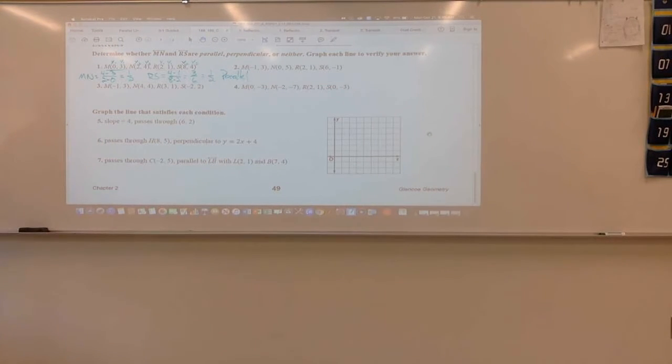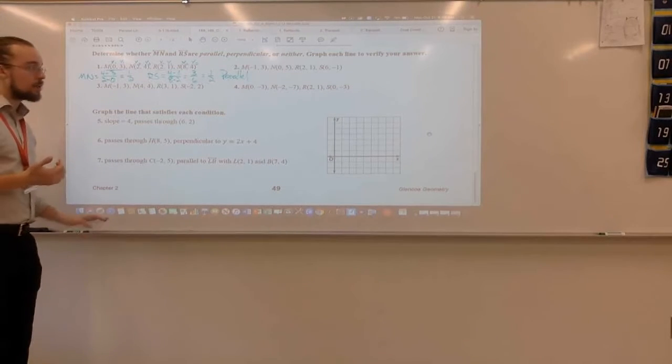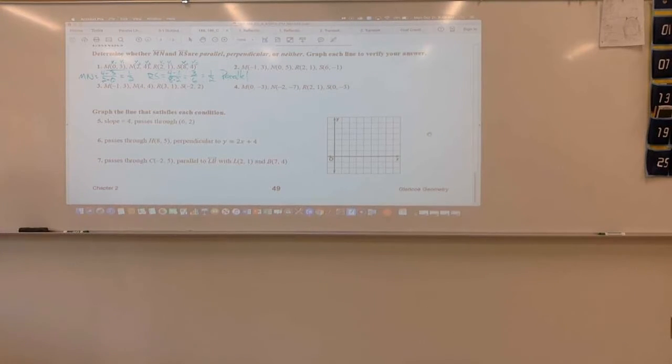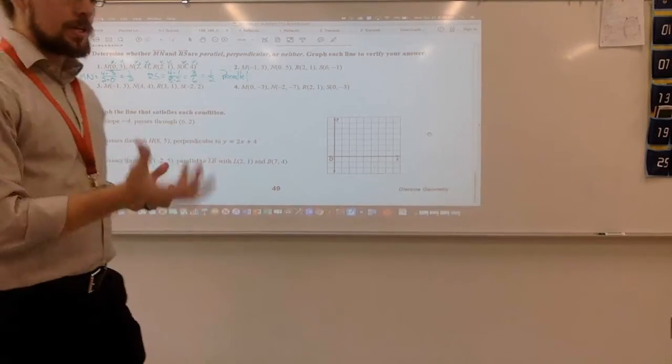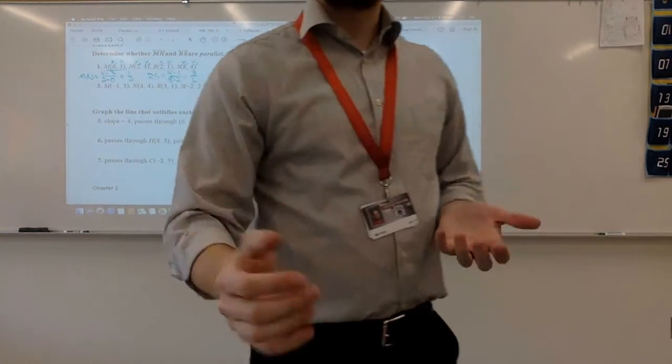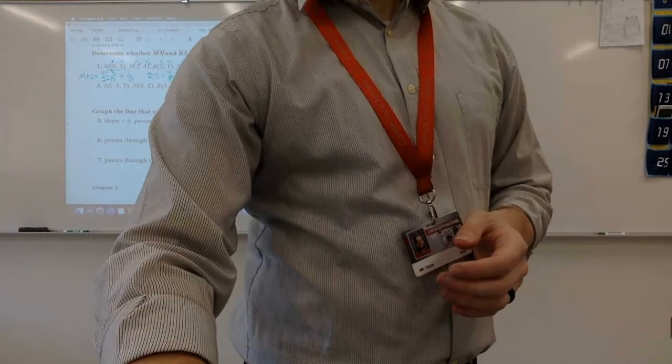Okay. So let's take a few minutes here. Okay, you guys try a couple of these. So calculate the slopes and then compare them. Okay, if they're the same, the lines are parallel. If they are exact opposite reciprocals, they're perpendicular. And if neither of those things apply, then they're neither, not parallel nor perpendicular.